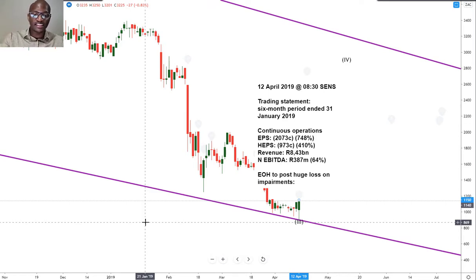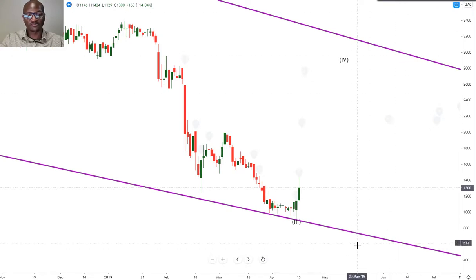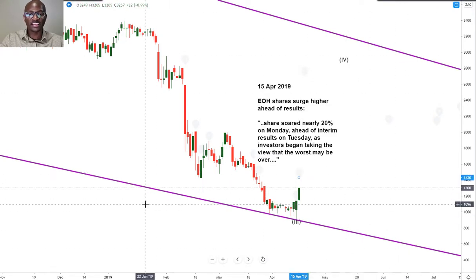There's a headline later on the day, EOH to post huge loss on impairments. What happens? Market shoots up. The next day, there's an online article, EOH shares surge higher ahead of results. Shares soared nearly 20% on Monday ahead of interim results on Tuesday as investors began taking the view that the worst may be over.